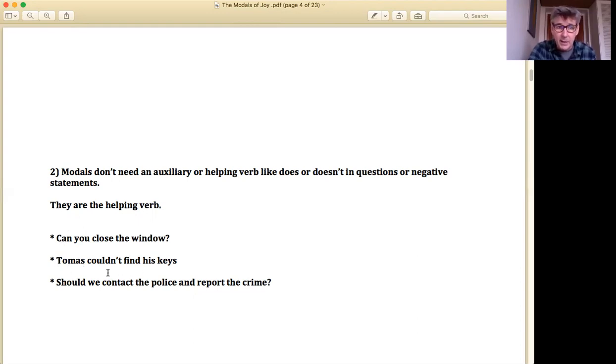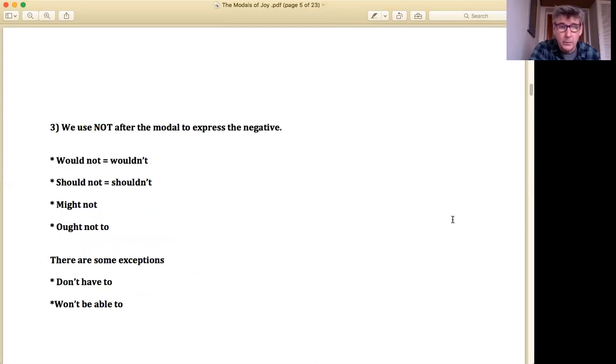And then in the negative, Tomasz couldn't find his keys. We don't have a doesn't or something like that. The way the negative works is that after the modal verb, we have a not. And this is just how it is. This is what we're talking about here: we use not after the modal verb to express the negative.